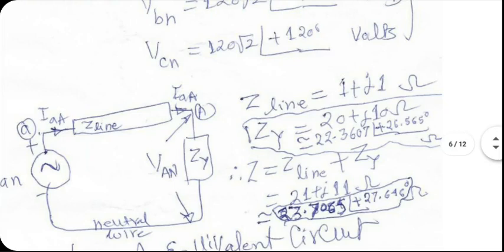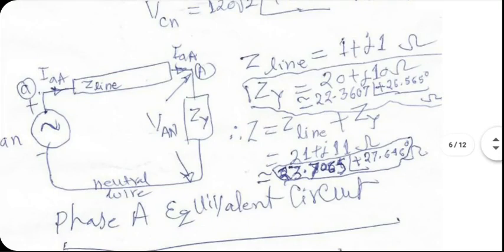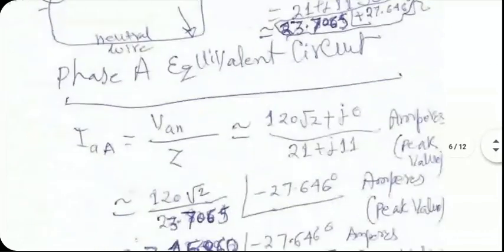Then I draw the equivalent circuit for phase A and use the KVL to figure out the current. First, I write the total impedance, which is ZY plus Z line. It is all calculations. Conceptually, it's not that difficult to understand what is going on. So total impedance in the circuit is now known, 3.7065 with an angle of 27 point something degrees. So this is for phase A.